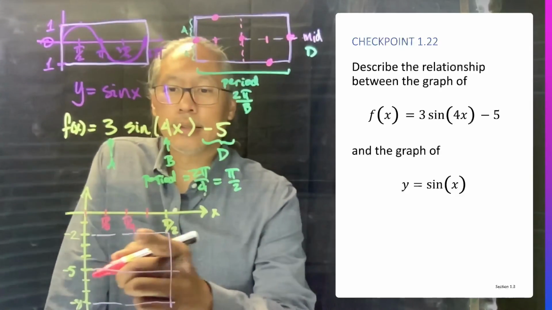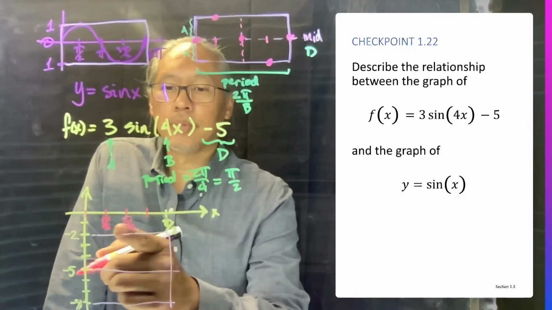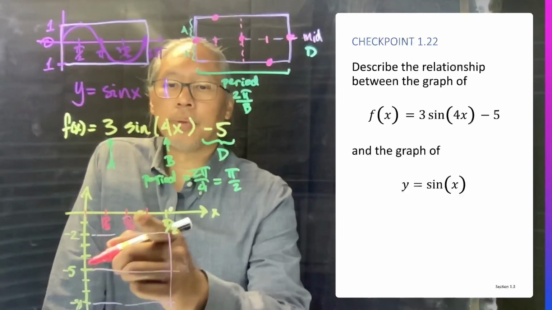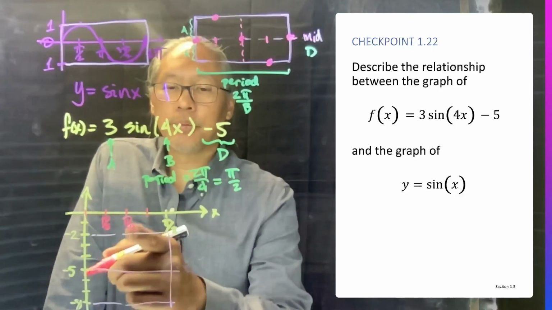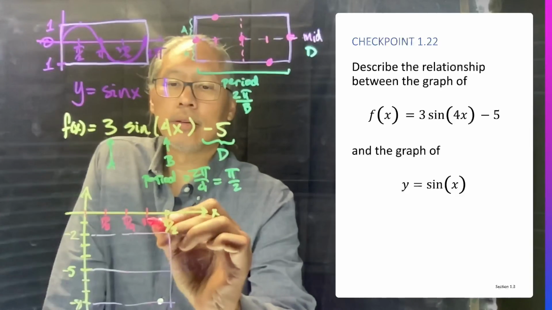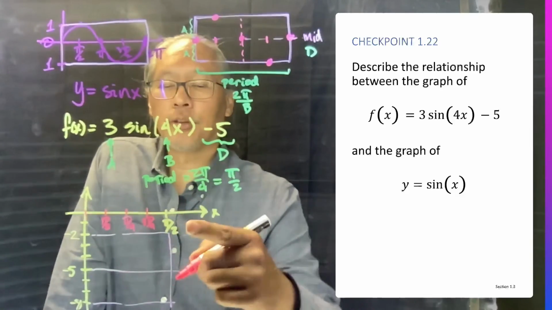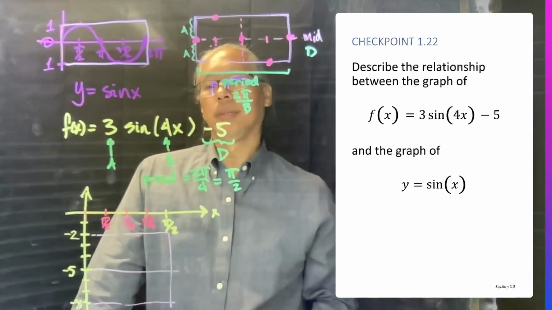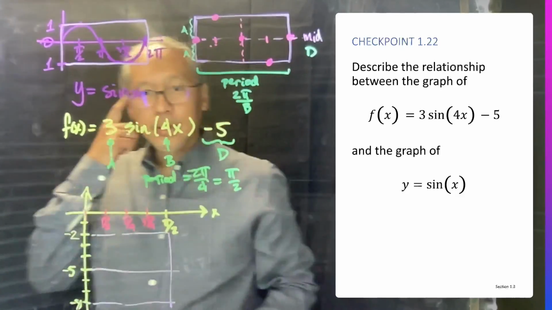And what is that? This is going to be 1 pi over 8, 2 pi over 8, 3 pi over 8. And 4 pi over 8 is pi over 2. So those are the values that we have.